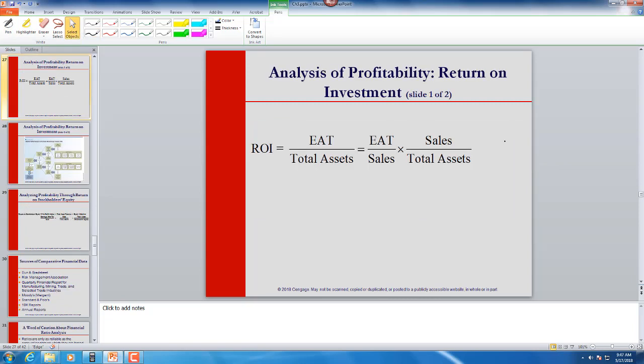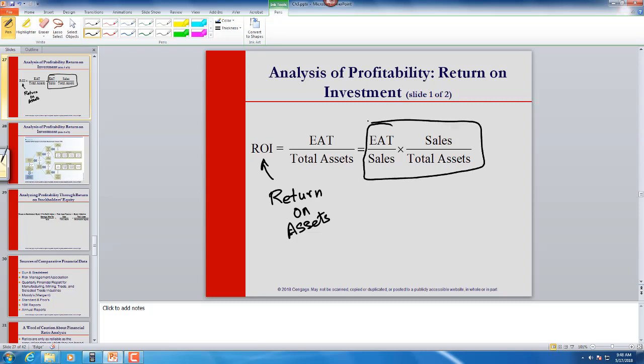So what we do is we look at analysis of profitability, which means return on investment. Return on investment is the same as return on assets. Which is earnings after taxes by sales, multiplied by sales by total assets, and sales cancels out, it's earnings after taxes by total assets.